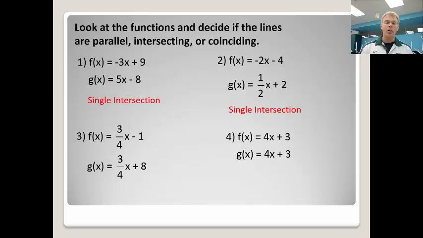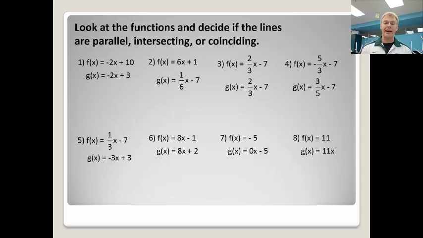So in 3, we can see the slope of f(x) and g(x) is both 3/4. So now we need to move to the y-intercepts, because if the slopes are the same, it could be coinciding or it could be parallel. We don't know, right? So we look at the y-intercepts. The y-intercept of f(x) is (0, -1). The y-intercept of g(x) is (0, 8). That is different, which means these lines are parallel. In our last example there, our slopes are both 4. Our y-intercepts are both (0, 3), which means these solutions of these functions would be coinciding. All right? Hopefully this makes sense to you.